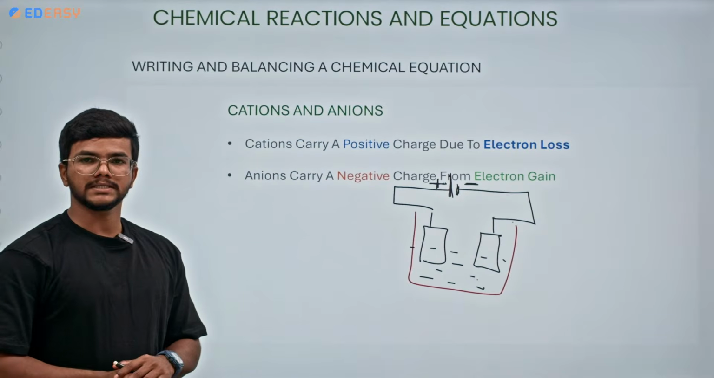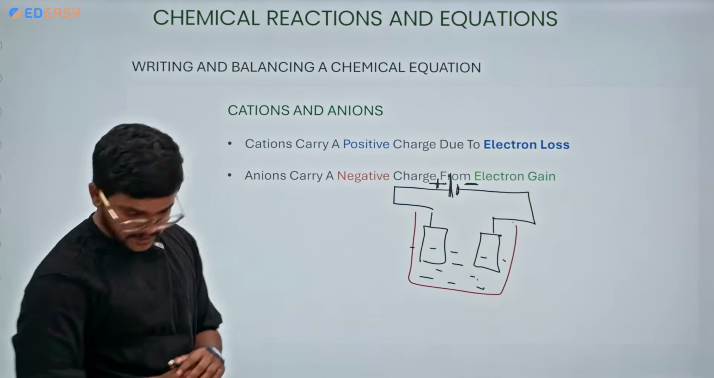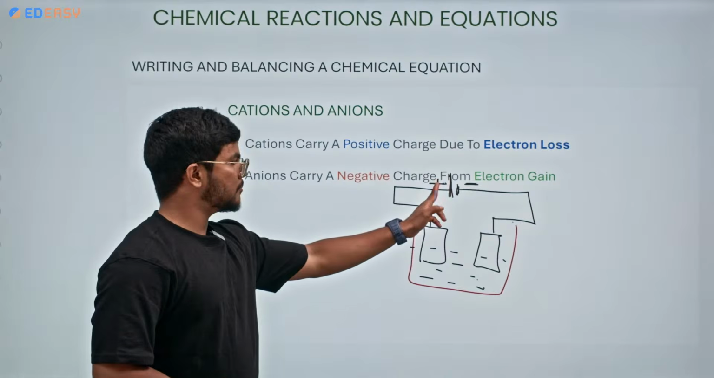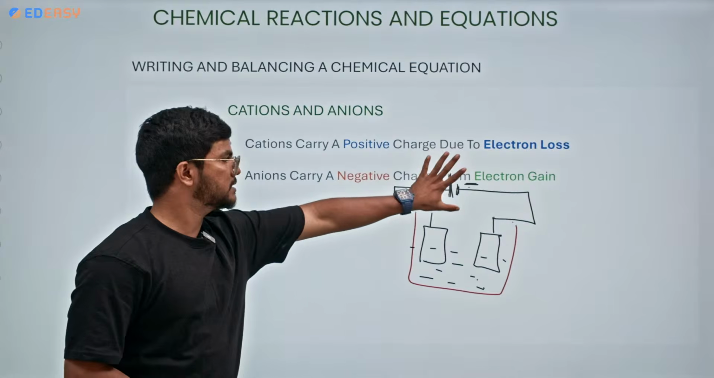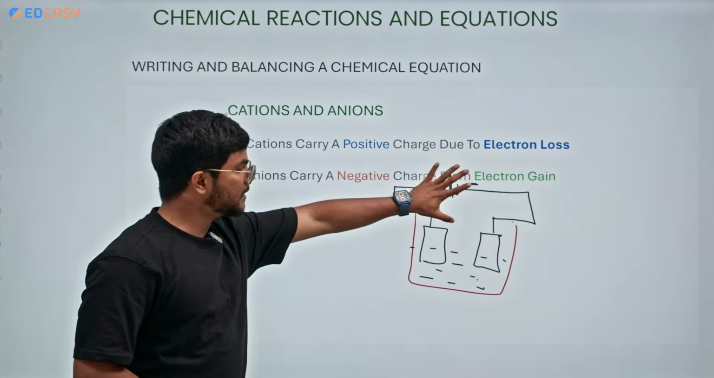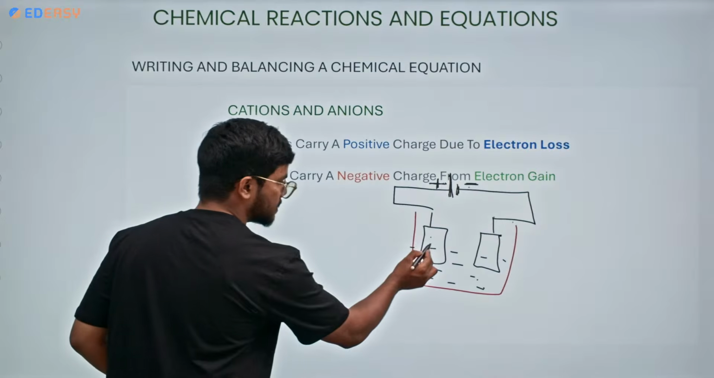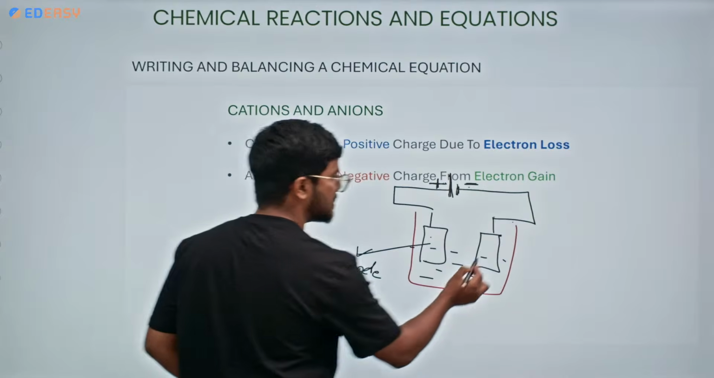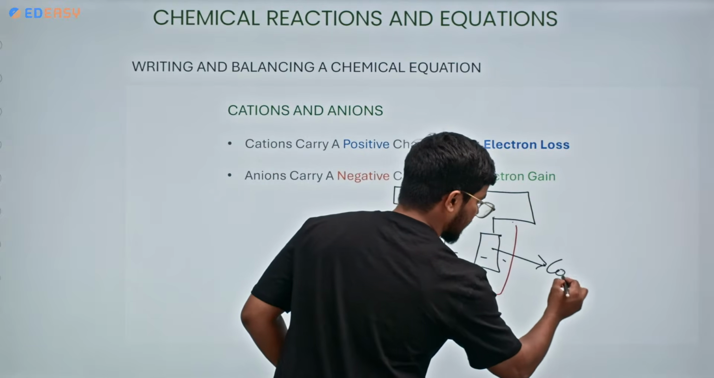Hope everybody can see the symbols. Yes, let me know in the comments. Yes, everybody can see the symbols. So this is the positive and this is the negative terminal of the battery. Okay, this is a battery. So the positive terminal of the battery is connected to this electrode. This will be positive, which is nothing but the anode. And this is the negative terminal. The negative electrode is called the cathode.